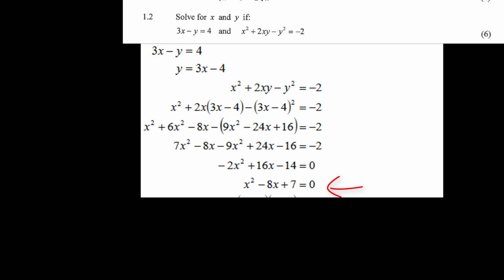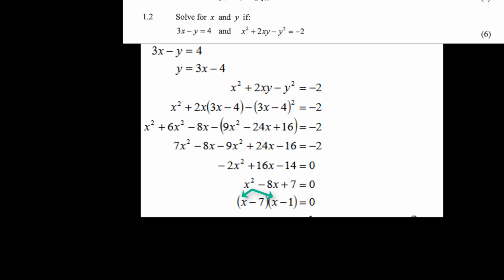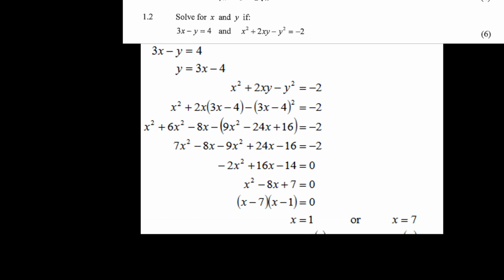And that's really simple because, applying FOIL, it's 1 and 1 for the x's. 7 can only be 7 and 1, but you need the same signs because it's a plus. So 2 minuses will give you minus 8. Minus 7x minus 1x gives you minus 8x. So it's x minus 7, x minus 1 equals 0. That means x equals 1 or x equals 7.